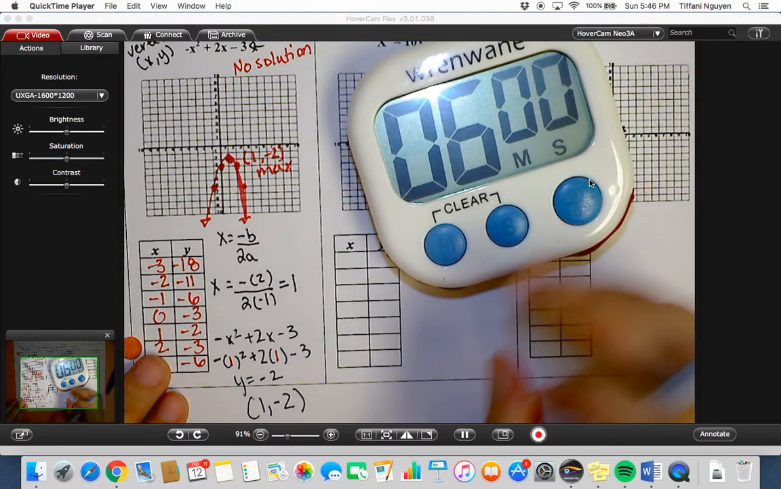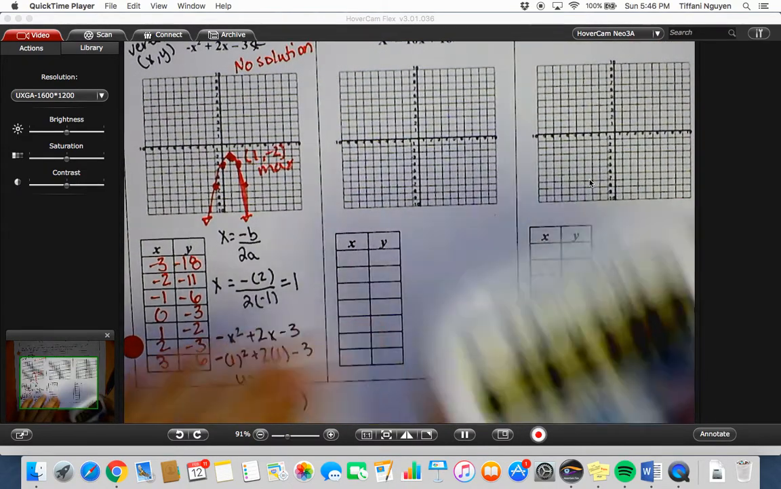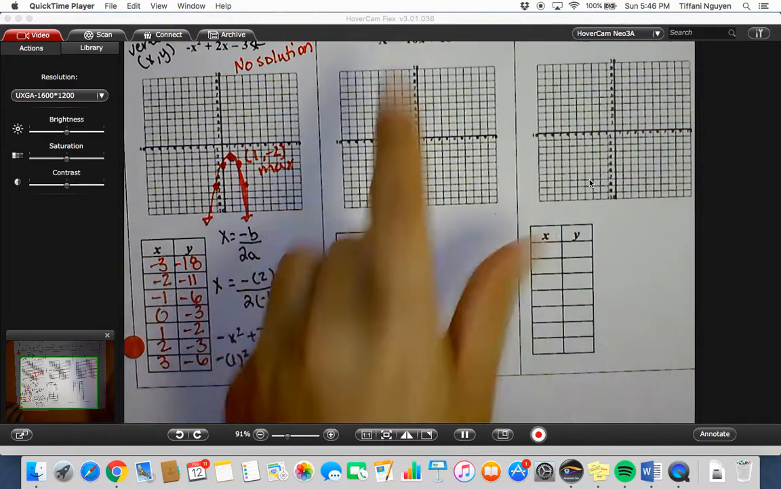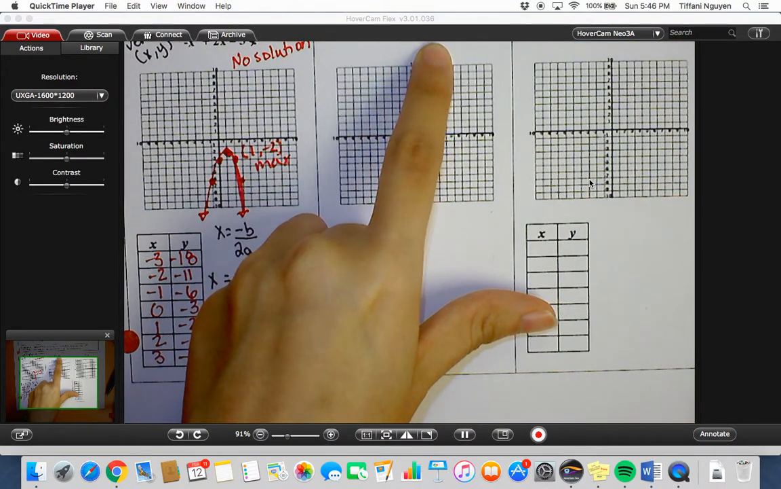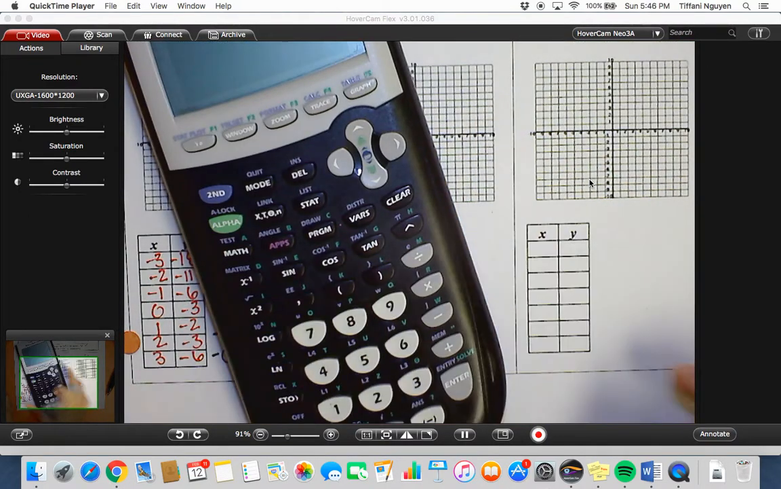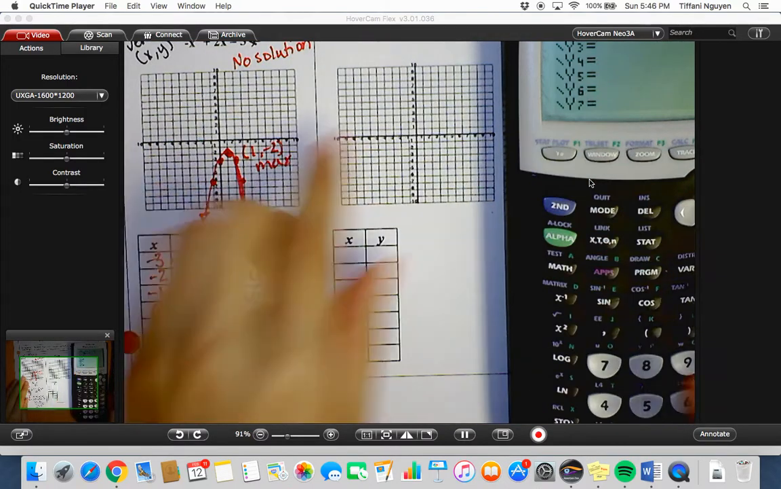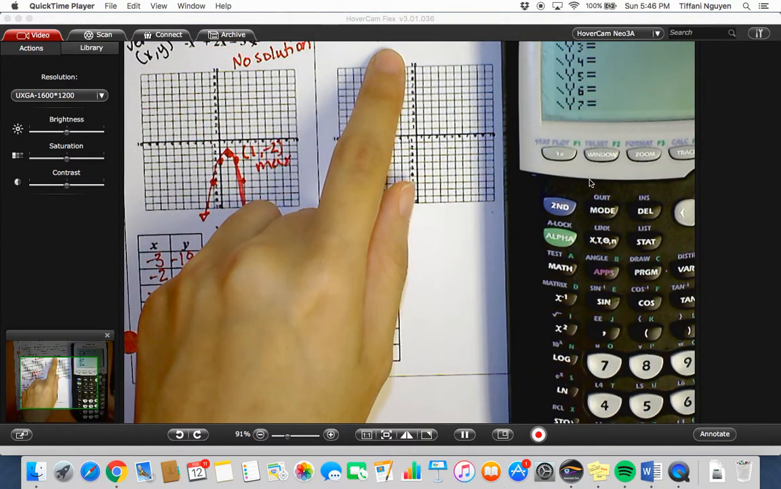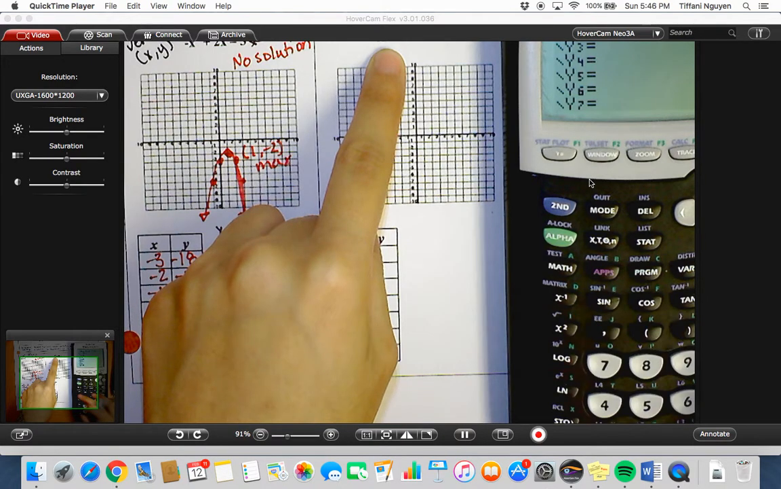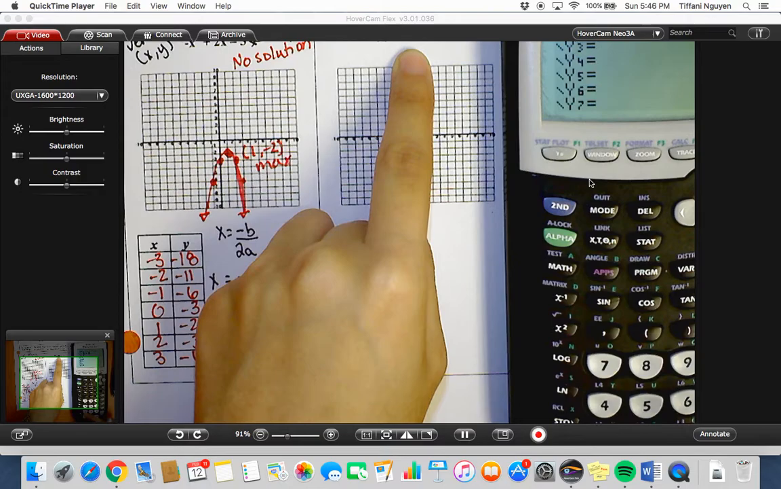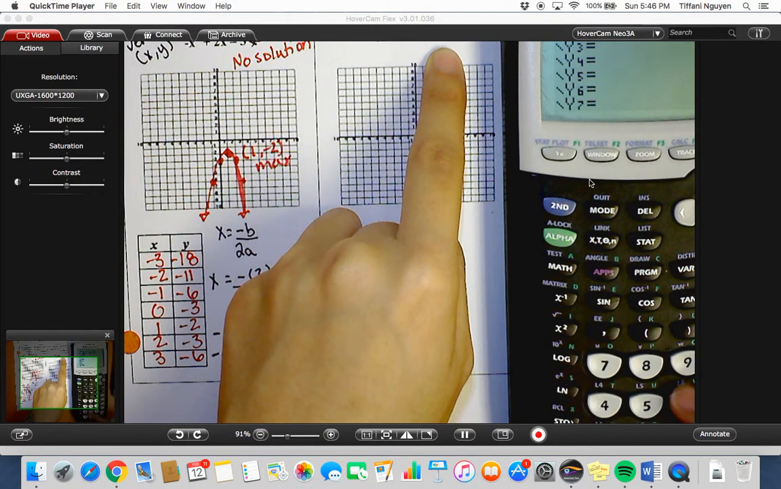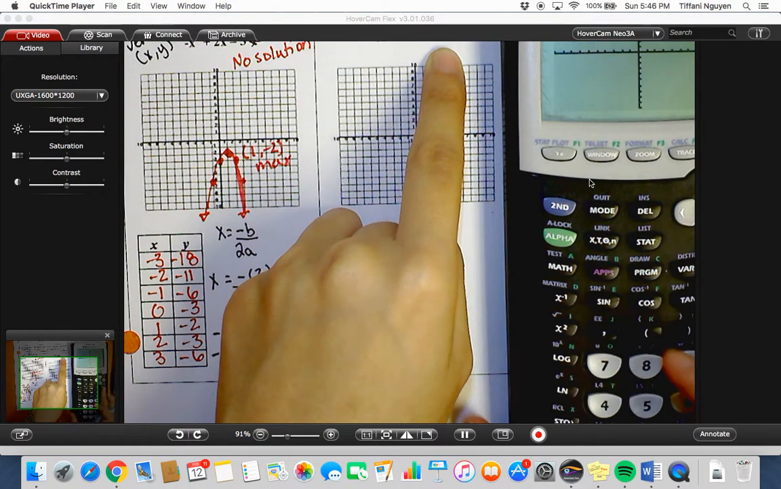Myself, I'm going to see if I can do the next two problems in 6 minutes. All right, let's go. I have x squared minus 10x plus 16. Let's go ahead and graph it. Y equals, clear everything you have, x squared minus 10x plus 16. Click graph.